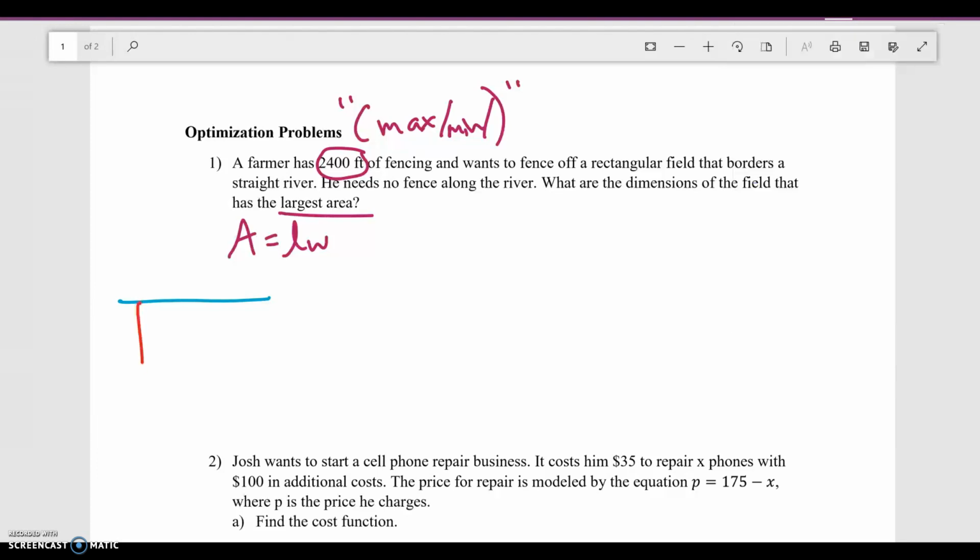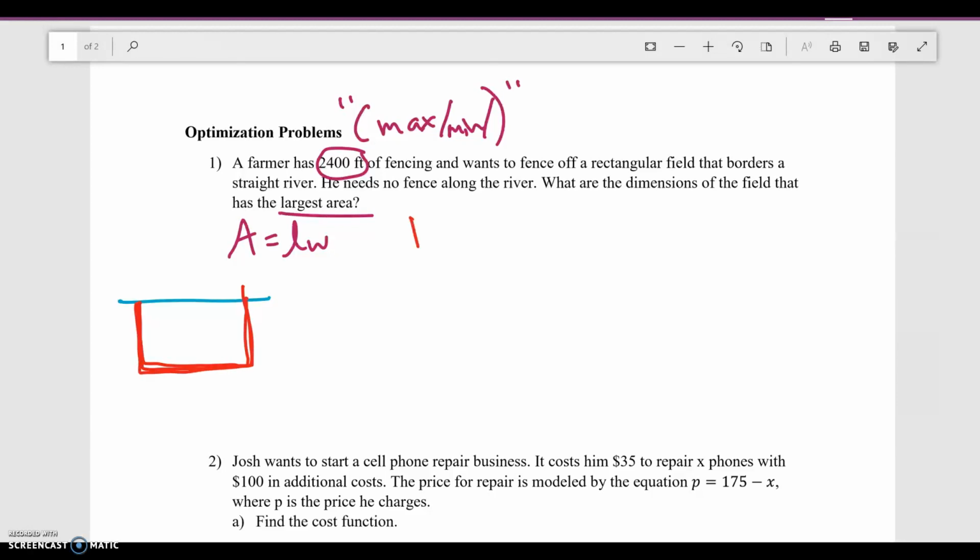So my rectangular field is going to look something like that. I want to maximize this area, and I only have 2,400 feet of fencing. So this entire thing, all of this red part, is just the 2,400. Now this is not the area. This is going to be the perimeter.